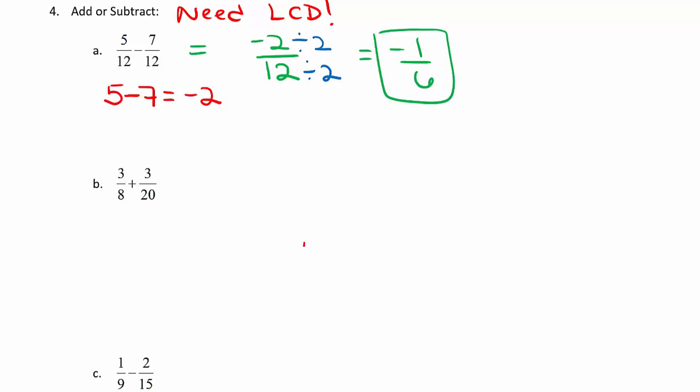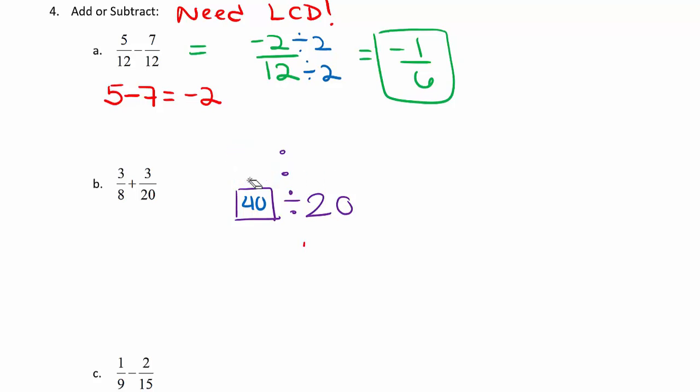So in example B, 3/8 plus 3/20. When you're trying to find a least common denominator, you are trying to find some number that's divisible by both of the denominators. So I'm trying to figure out, well, what number can I divide by both 8 and 20? And if you know what that number is off the top of your head, just by thinking about the times table, well, that's great. Then you know the LCD. In this case, some of you might recognize that 40 is divisible by both of these numbers. So 40 is the LCD.